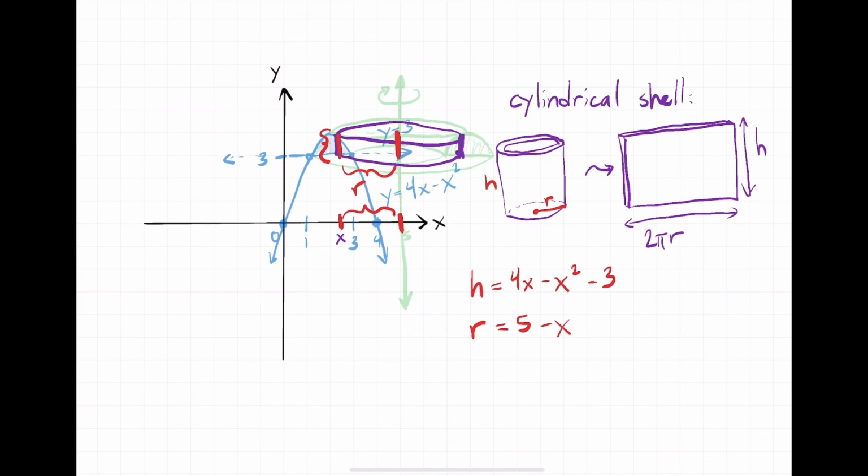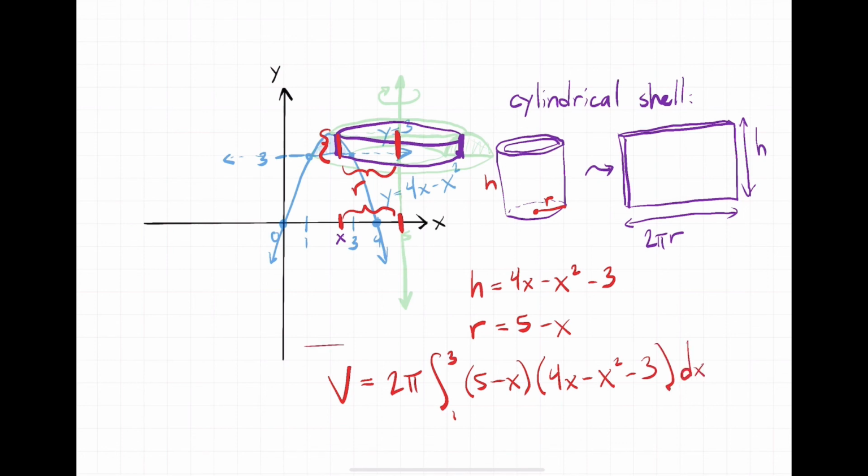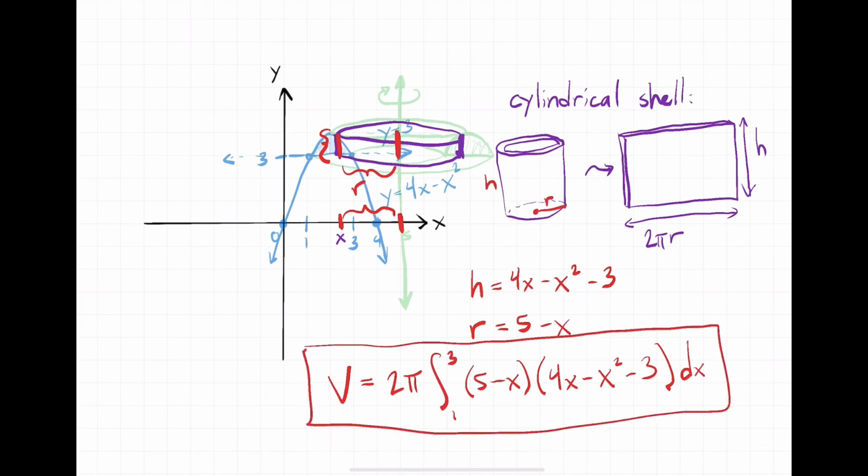And again, we can put together our volume formula. That volume is always going to be 2 pi times the integral, same bounds as always, from 1 to 3, of our radius times our height. That is 5 minus x times our height, which is 4x minus x squared minus 3, times the thickness of one of those cylindrical shells, which is dx. And this is our formula for the volume.